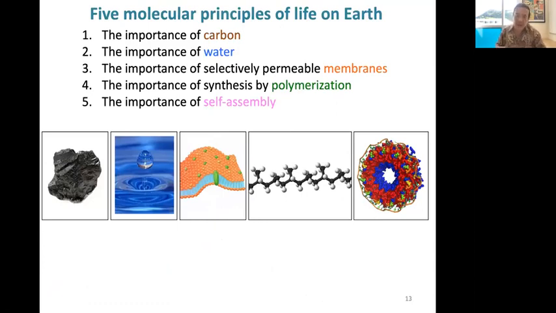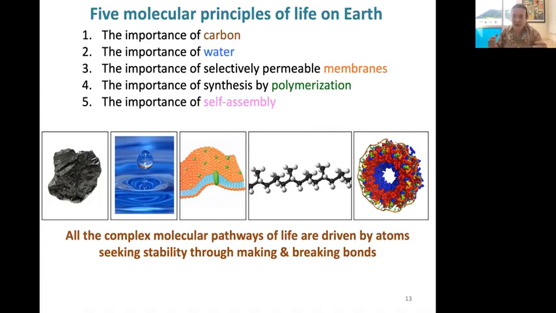So to summarize then, there are 5 molecular principles that are fundamental to life on Earth. 1 is the importance of carbon. 2 is the importance of water, right? And the polar nature of water that makes it such a great solvent, for example. 3 is the importance of selectively permeable membranes that actually define boundaries of the living cell. 4 is the importance of forming polymers to make large macromolecules that make many functions of the cell possible. And 5 is the importance of self-assembly, the tendency for large molecules to on their own form certain shapes, and those certain shapes then being the right shapes to interact with other macromolecules.